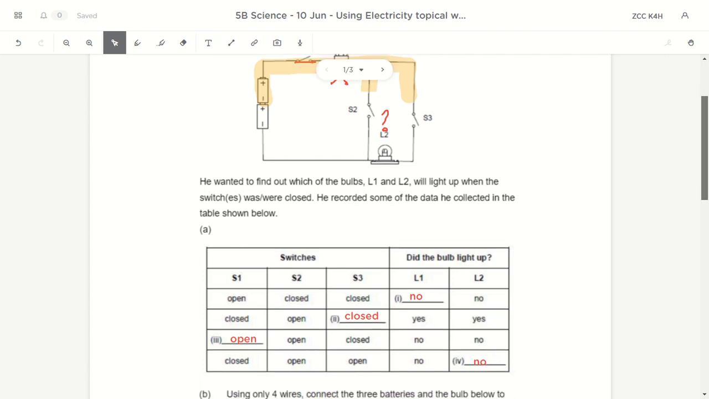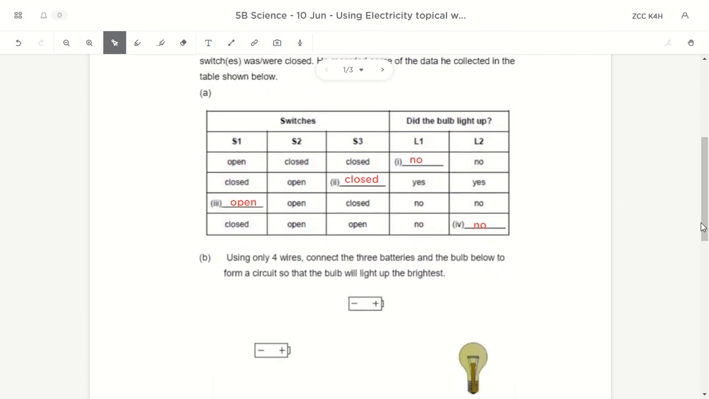Alright, so all you need to do is really look at the diagram one by one and then trace the flow of electric current.